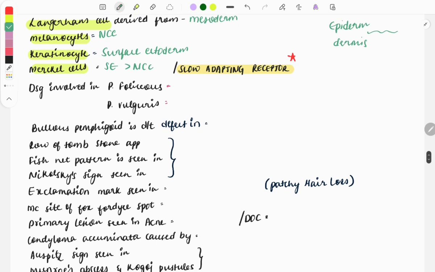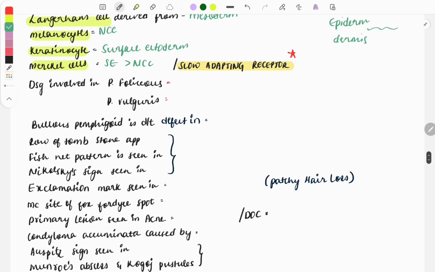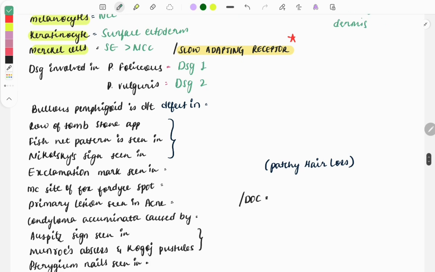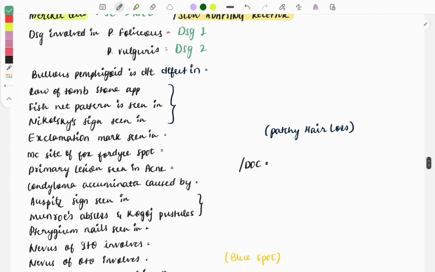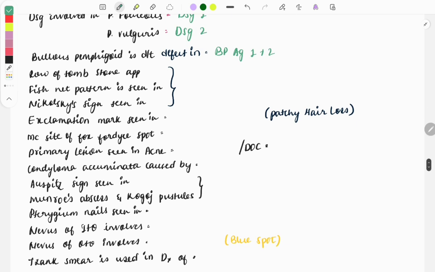Then moving on, desmoglein is involved in pemphigus foliaceus. It is desmoglein 1 involved in this. If there is a defect in this, then we can see pemphigus foliaceus, and if there is a defect in desmoglein 3, then pemphigus vulgaris, we see this disease. Then moving on, bullous pemphigoid is due to defect in the BP antigen 1 and 2. If there is a defect in this, then we can see bullous pemphigoid.